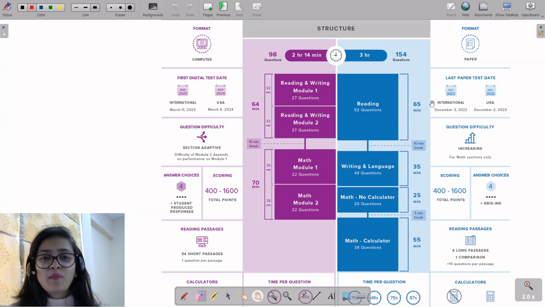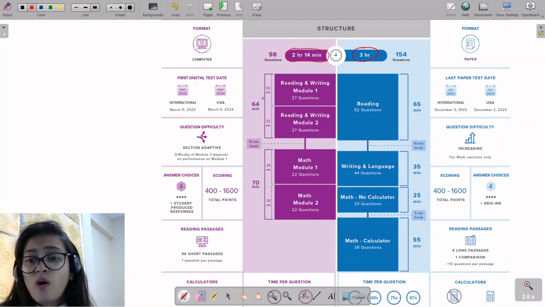SAT has now become digital, which means that you will be taking this test now on a computer instead of on a paper. And this is how it is different from the paper version. I will be focusing more on the SAT math part since I am a math tutor and I teach SAT math. But overall, I will give you a brief of how the digital SAT is different than the paper SAT for both ELA and math.